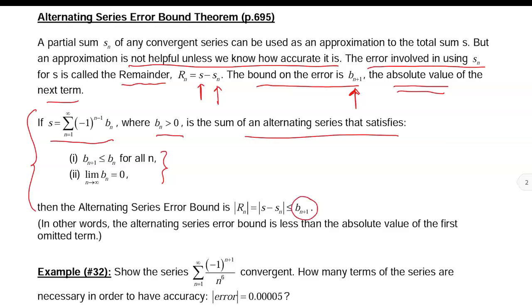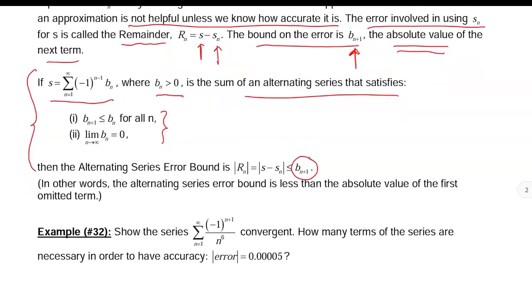Now, we can put this in other words. The alternating series error bound is less than the absolute value of the first omitted term. So I'd like to remind you that a partial sum, we're taking the terms b sub 1 and adding term b sub 2 and adding term b sub 3. Now these things are alternating, so it could be negative here, and so forth.